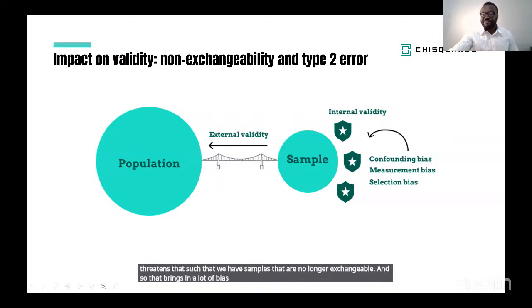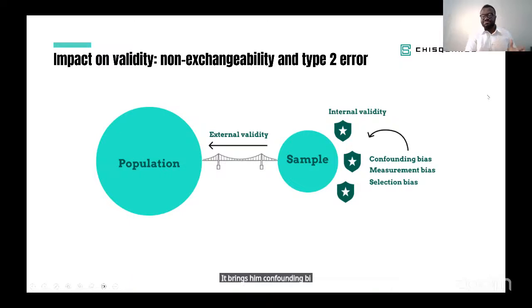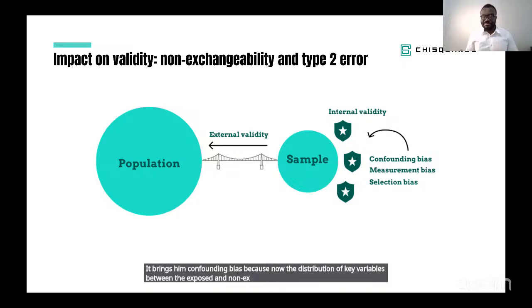It brings in confounding bias because now the distribution of key variables between the exposed and non-exposed is no longer the same, right? And that is a problem for us because we can no longer make valid inferences. There's also obviously the issue of type 2 error.